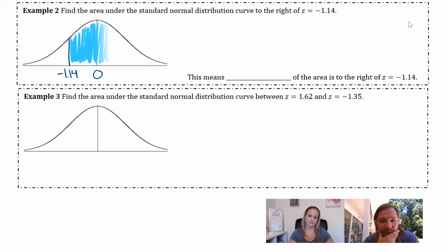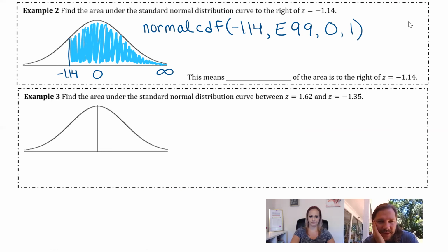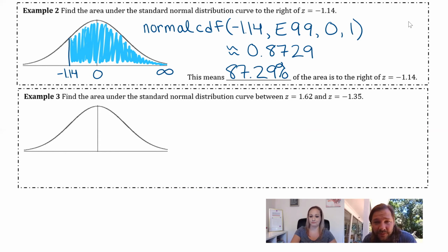Oh, so all you have to do is plug in normal CDF? Is that the command? Mm-hmm. And then you want to put the left bound, which we'll put as negative 1.14. And then the right bound, which is E99. Yep, because it's positive infinity. And then the mean is 0. And because this is a standard normal, the standard deviation is 1. And then you hit enter, right? That's it. Cool. And so we see that 87.29% of the area is to the right of the z-score negative 1.14.